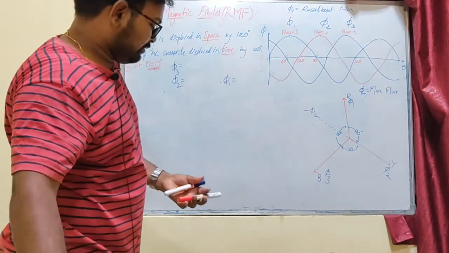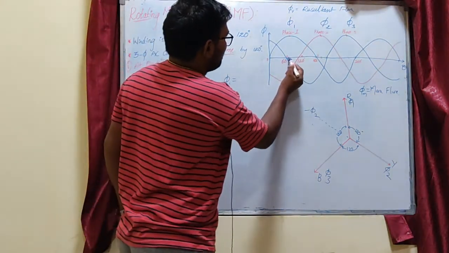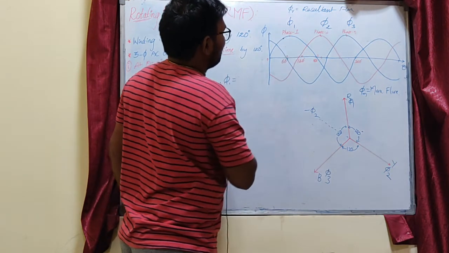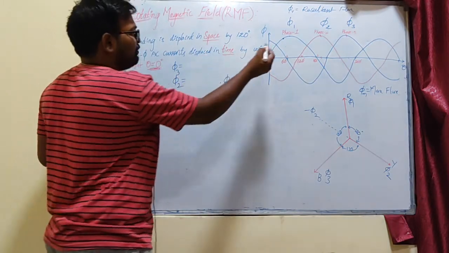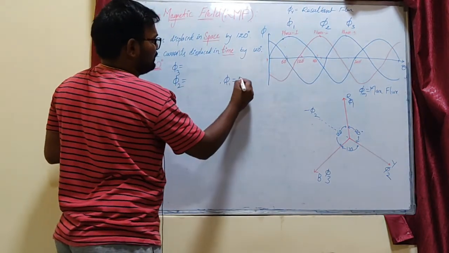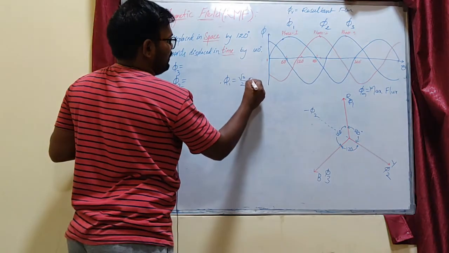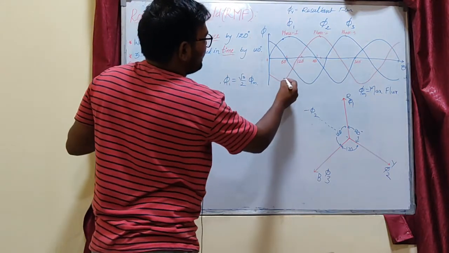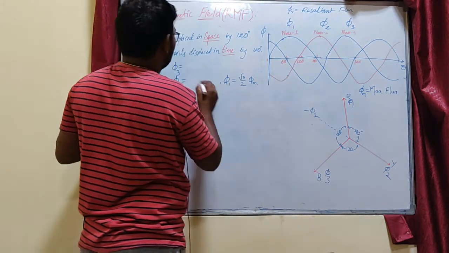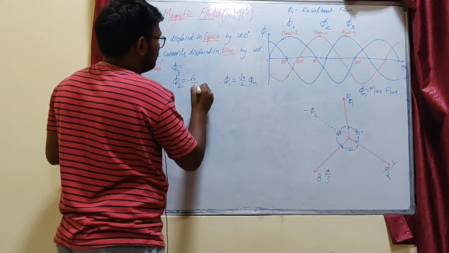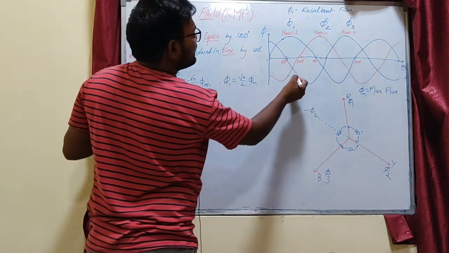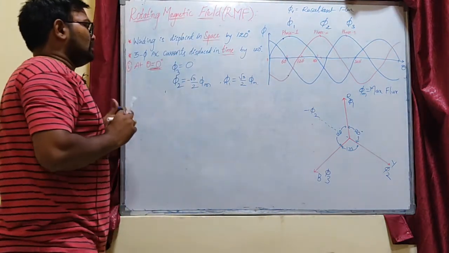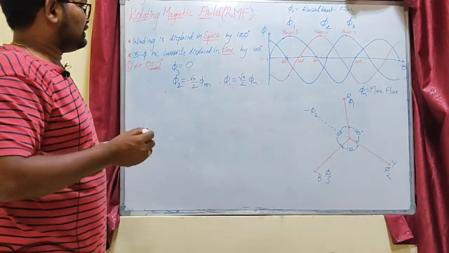So, let us see the behavior of fluxes at instance 1. At this instance, phasor φ1 is equal to positive root 3 by 2 of maximum value, and φ2 is a negative value, which is minus root 3 by 2 φm, and φ3 is 0 at this instance. Okay, this is the behavior of 3 fluxes at instance 1.